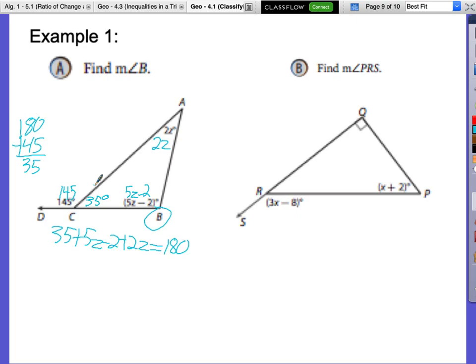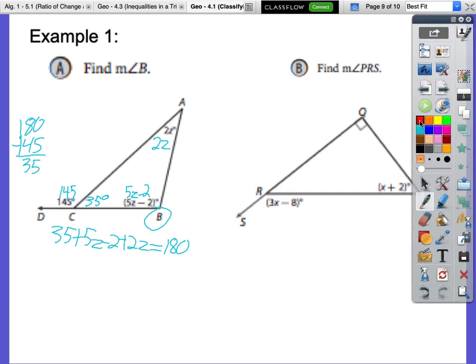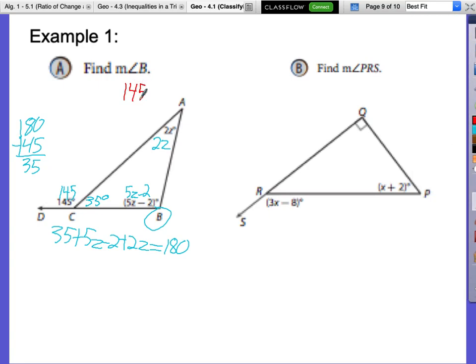Okay, we could use this exterior angles theorem we just talked about, saying an exterior angle, 145, is equal to the sum of the two remote interior angles. So these two angles, 2z and 5z minus 2, are remote interior angles for this exterior angle. They're not next to it. So they add up to be equal to it.